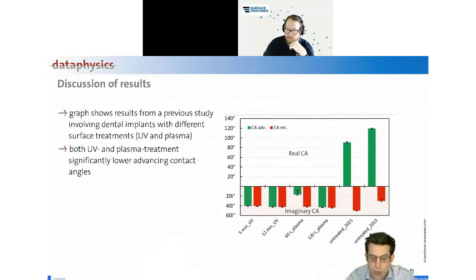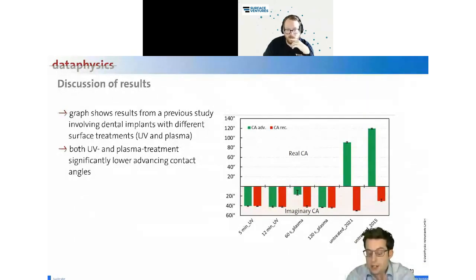Then we took implants of the same type and we treated them with this kind of plasma device that you have seen here, the so-called piezo brush. You can see treating it with plasma for 120 seconds is giving you exactly the same imaginary contact angles like you would get after 5 to 12 minutes of UV light treatment. At the moment, tooth doctors use 12 minutes of UV light for the treatment. So you see in 2 minutes with plasma, you can get the same effects, and this kind of handheld plasma machines are way cheaper than the comparable UV machines.